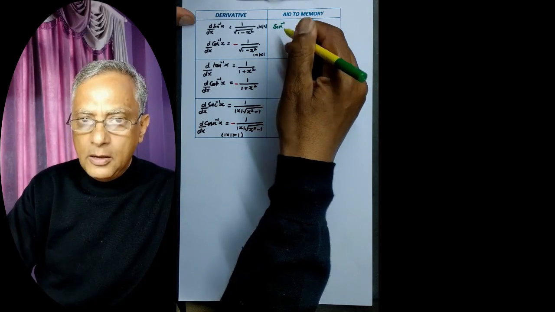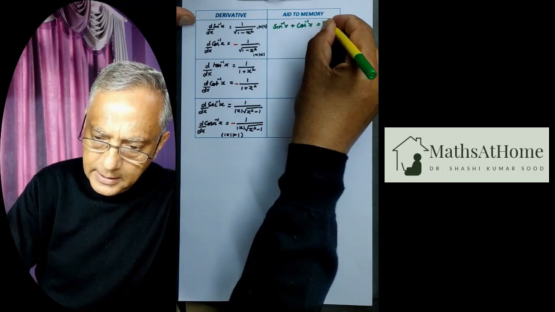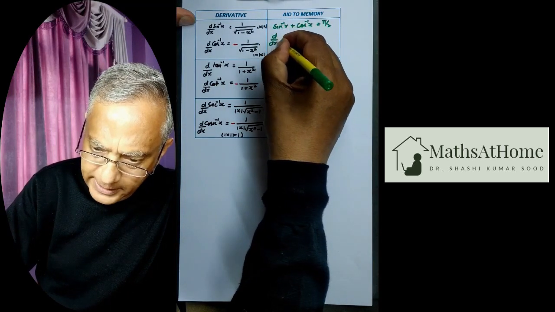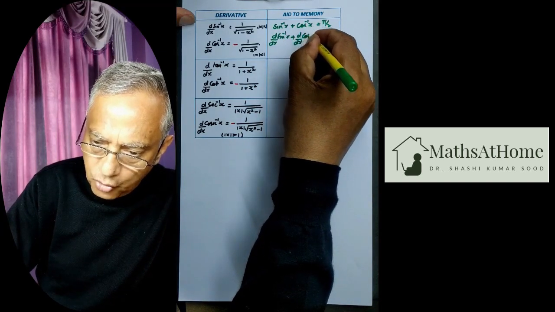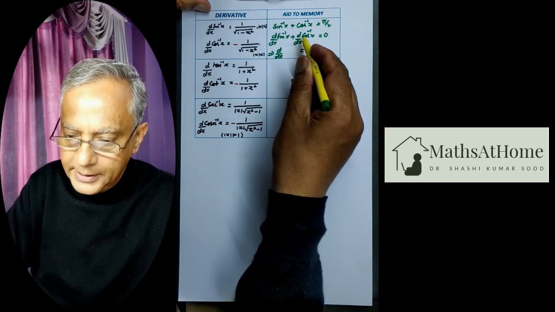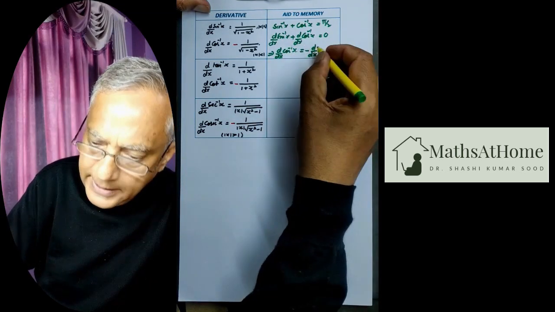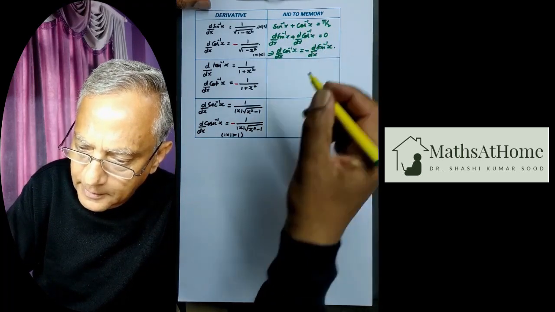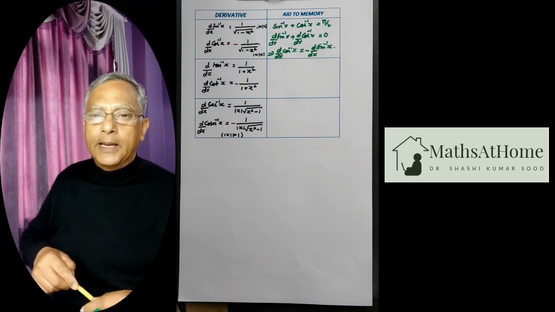As an aid to memory, we know sine inverse x plus cos inverse x is equal to pi by 2. And differentiating this, we have d by dx of sine inverse x plus d by dx of cos inverse x, and d by dx of pi by 2 is 0. And this implies d by dx of cos inverse x is equal to minus d by dx of sine inverse x.